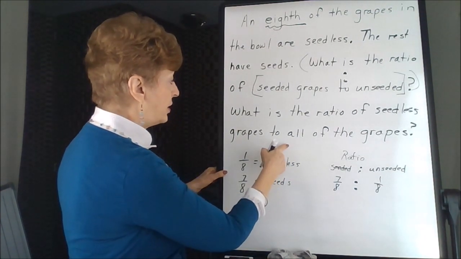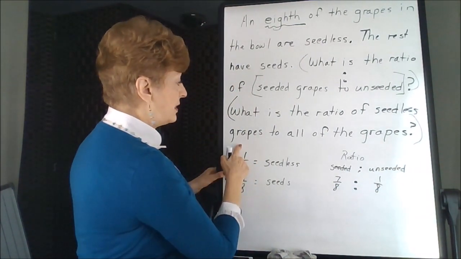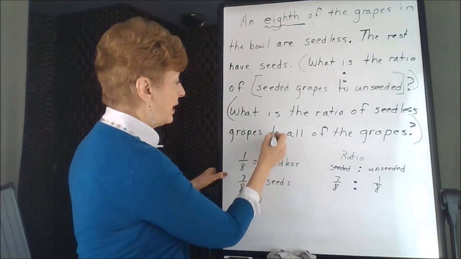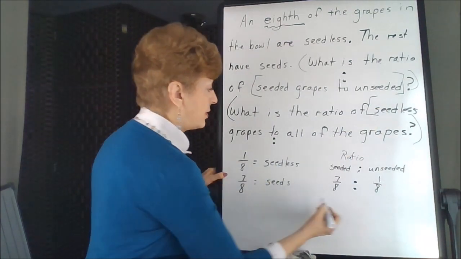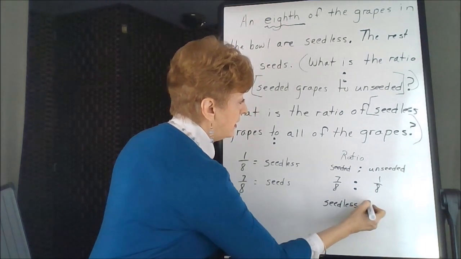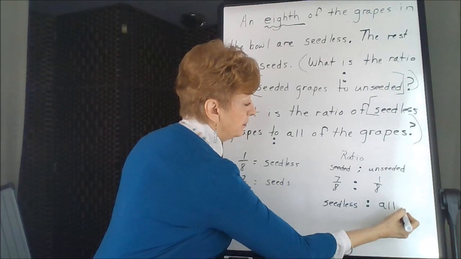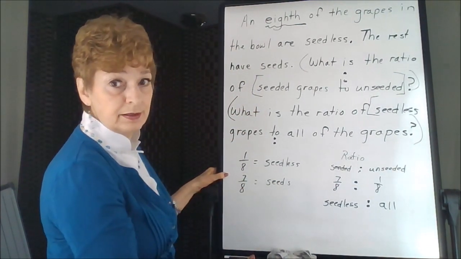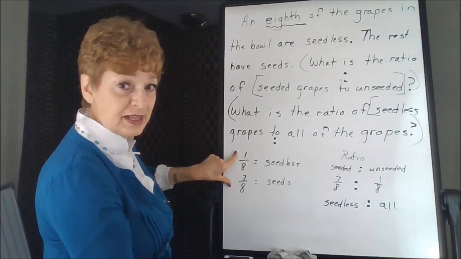Now we have a second question here. What is the ratio of the seedless grapes to all of the grapes? So now here's where the colon would be. It's asking for seedless grapes is to all of the grapes. Well, I don't have an "all" here, but I can get an "all" with the numbers that I have.